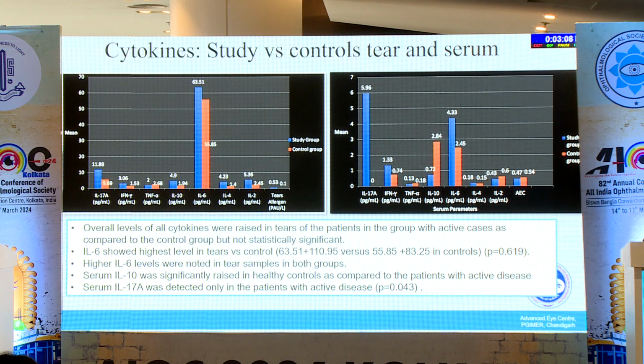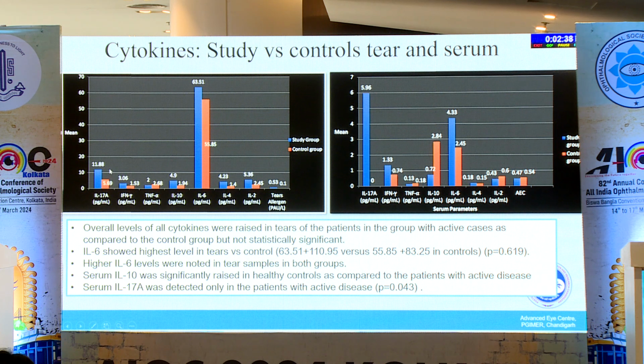In our study, the overall level of cytokines was raised in the patients in the group with active disease compared to the controls. But since the individual values were quite fluctuating, it was not showing any statistical significance. Whereas the IL-6 level is hiked up in tear as well as serum, quite significantly increased. But in serum, it was statistically significant, whereas in tears, it was not.